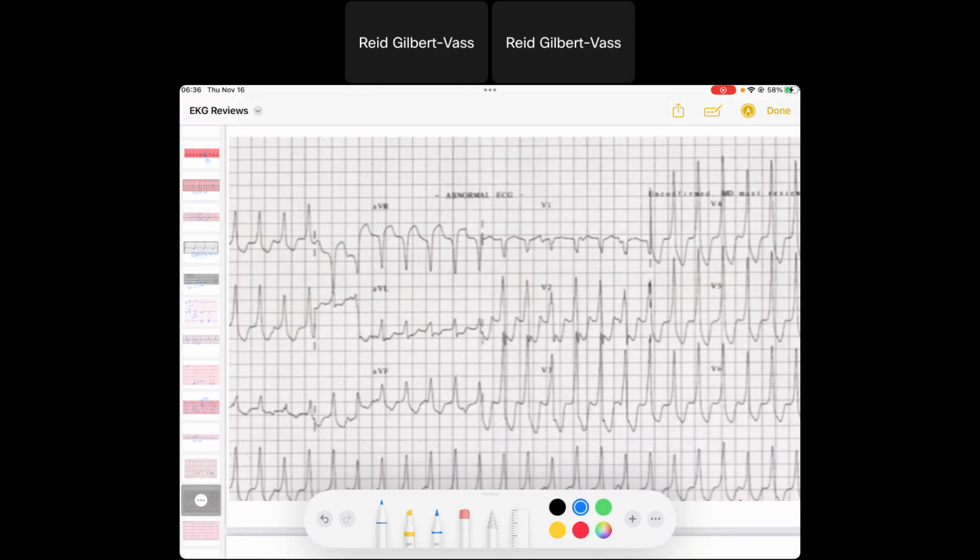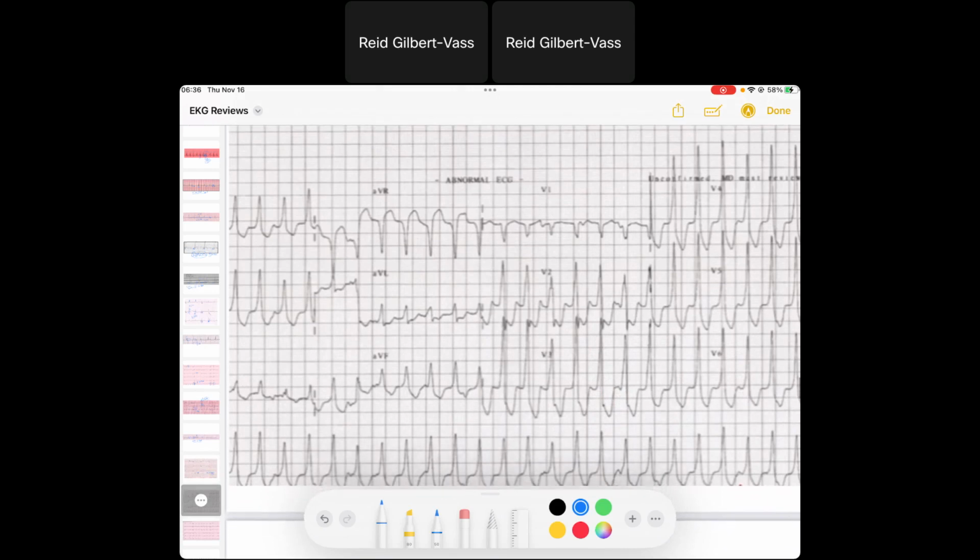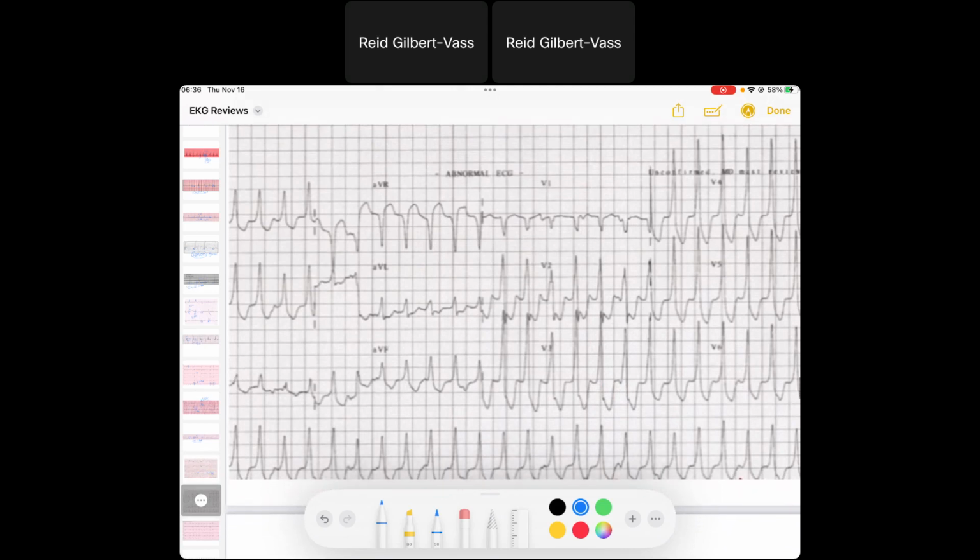Next EKG here, a little bit blurry. That's okay. Let's take a look at this. We've got tachycardia, maybe just faster than 150, maybe 170 beats per minute. Let's look at the QRS duration. I'd say it's a pretty wide complex QRS. It's hard to tell exactly, but it's pretty wide.